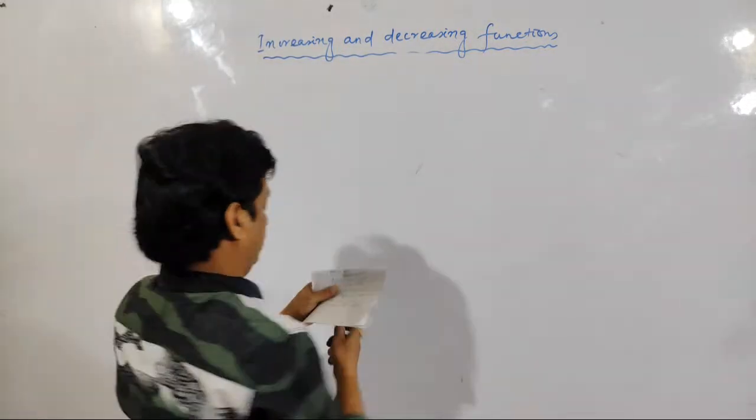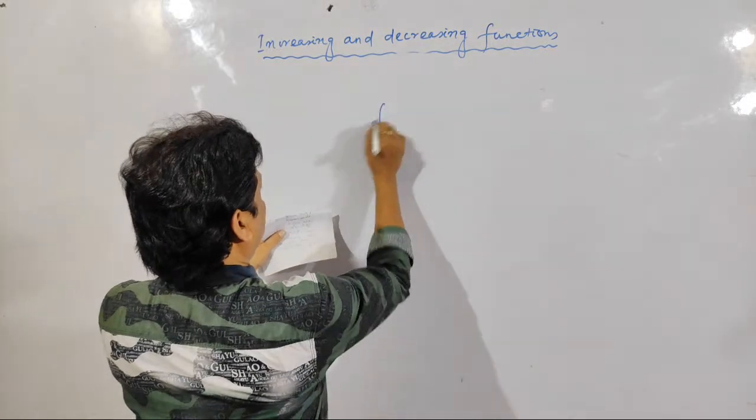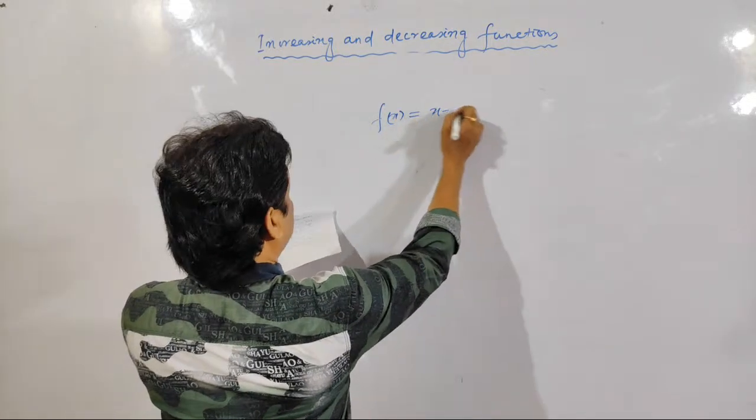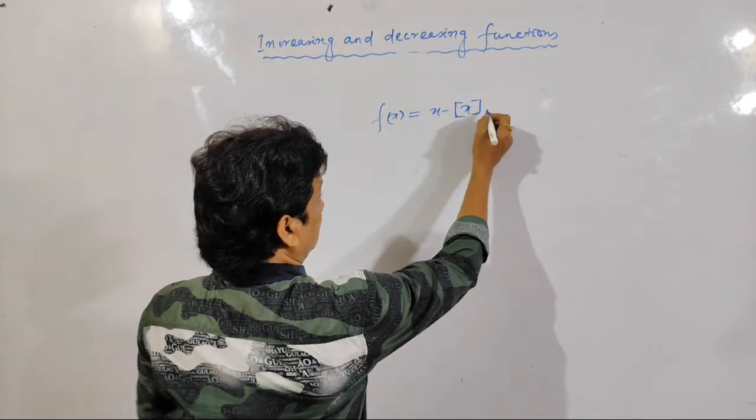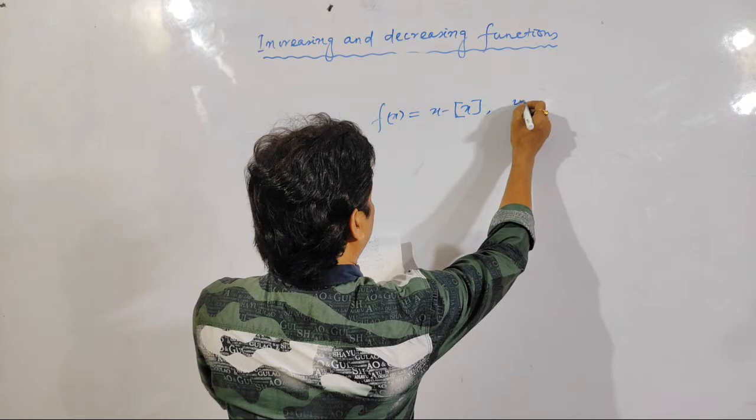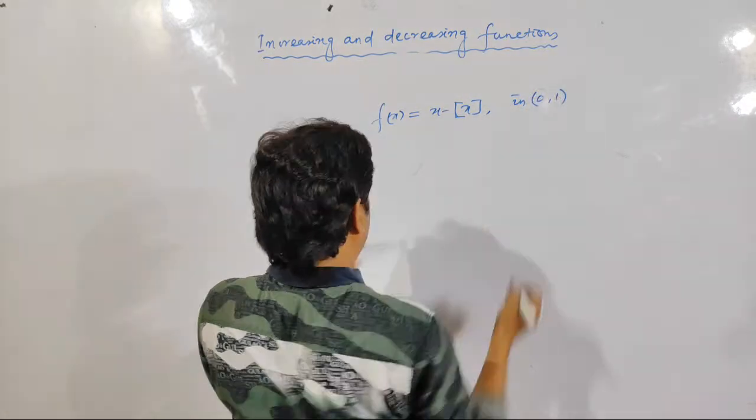Another question. F of x is equal to x minus bracket x, that means greatest integer function I am taking, in the 0, 1 open interval. Who can tell me?